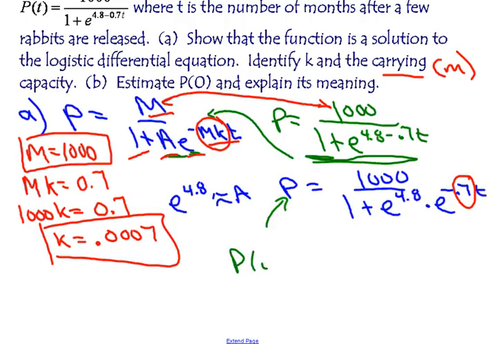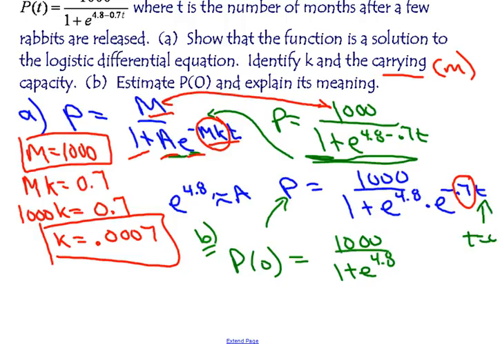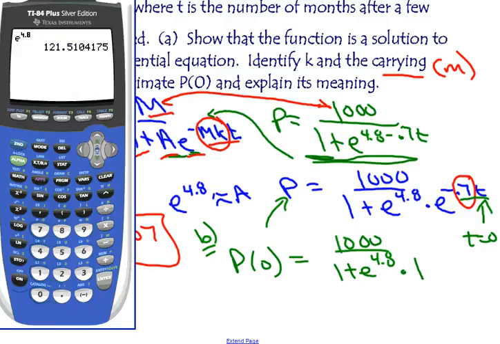Let's put it as 0. This is part B we're doing now. Then I've got 1,000. I've got 1 plus e to the 4.8. And again, right there, I put in time is 0. 0.7 times 0 is 0. E to the 0 is 1. So I get this. And let's figure out what this is a little more precisely. So we have a number to work with here.